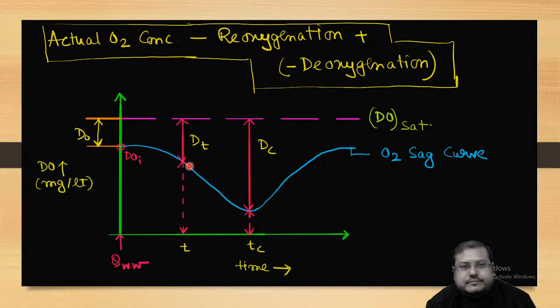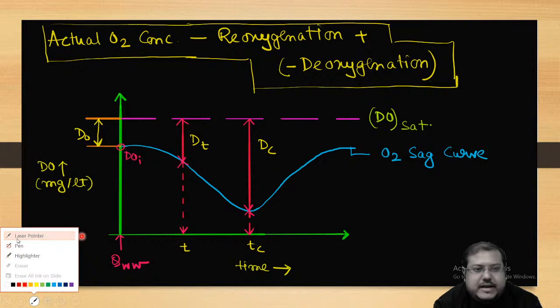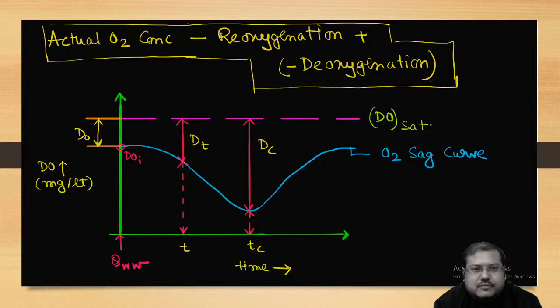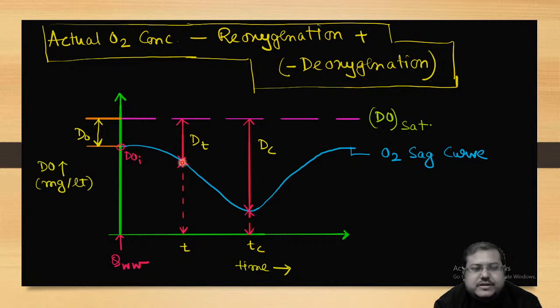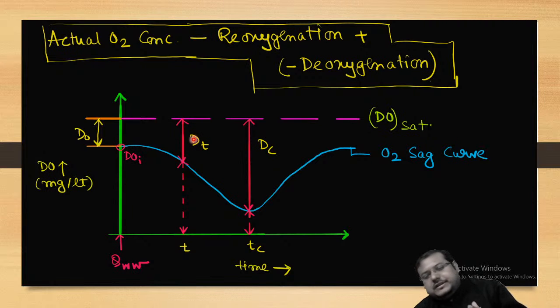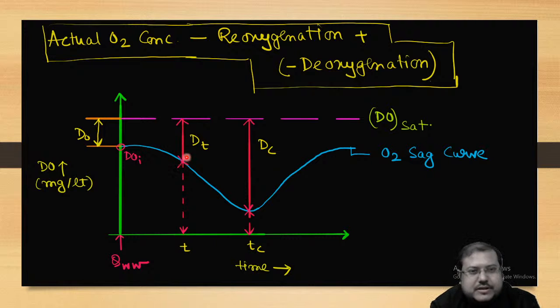Now, coming to this curve, Dt is actually the deficit value. So at any time t, this is your concentration of oxygen at any time t. So this is actually your deficit. Deficit कितना बचा हुआ है, मतलब सॉरी कितना कम है. So this is the concentration of oxygen at time t. So Dt is actually the deficit at time t.